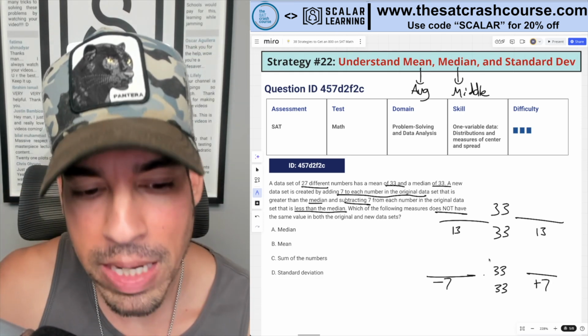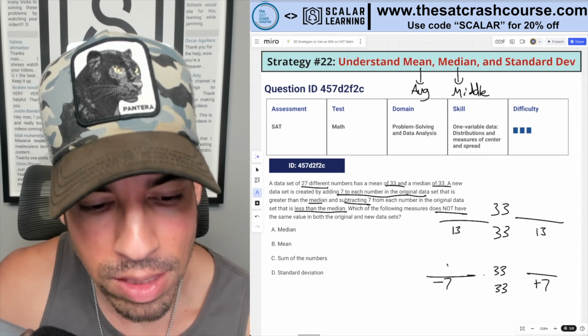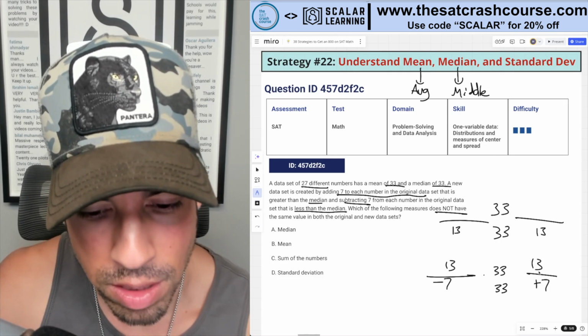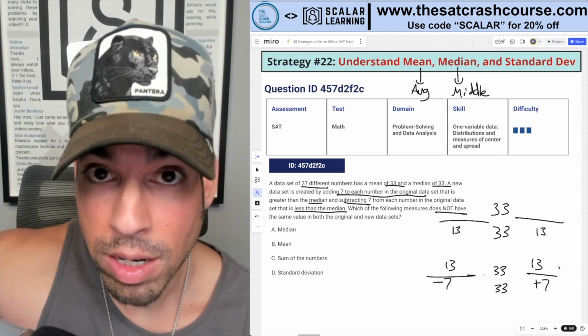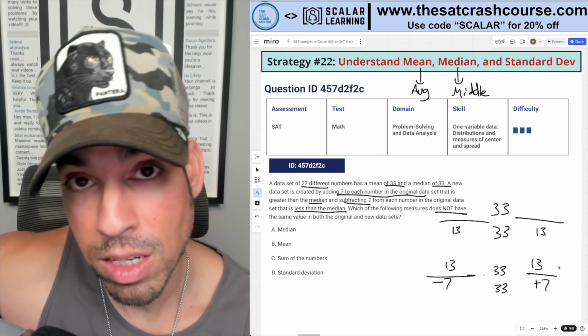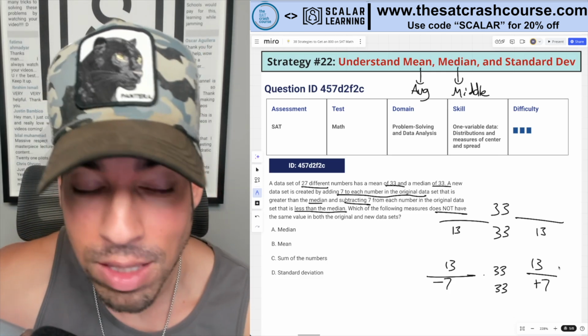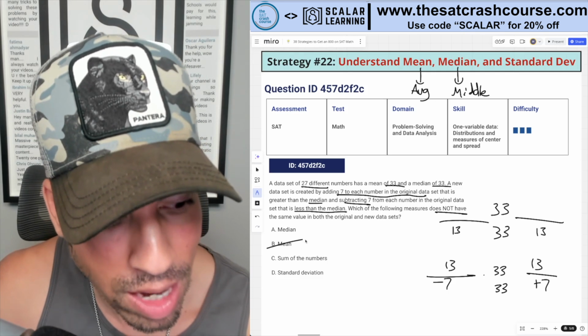So what you can immediately see, right? If I'm minusing 7 from these 13 and adding 7 to these 13, that's a net negative 91 and net positive 91 that's going to be added to the total. Those are going to cancel out. So that means the mean is not going to change.